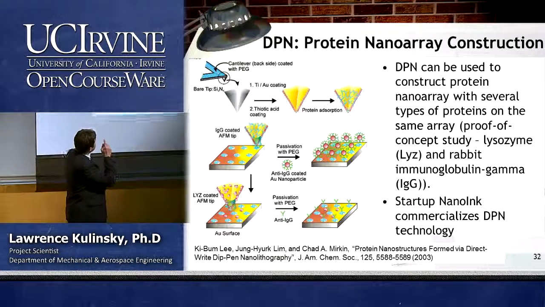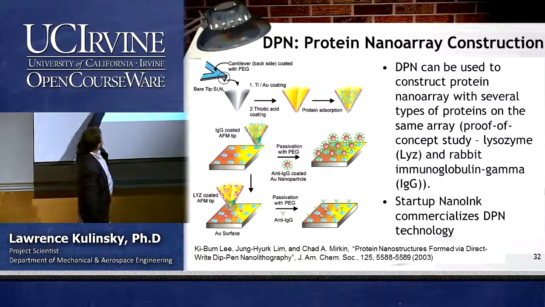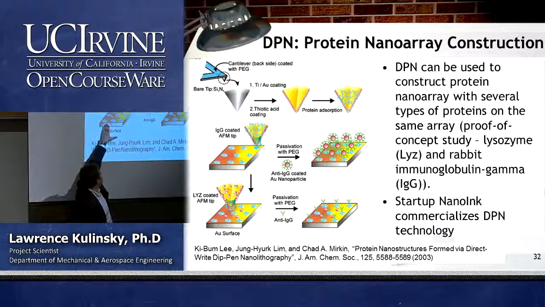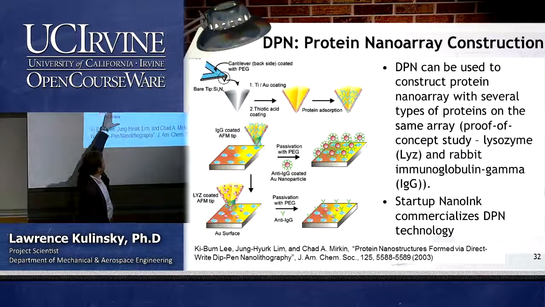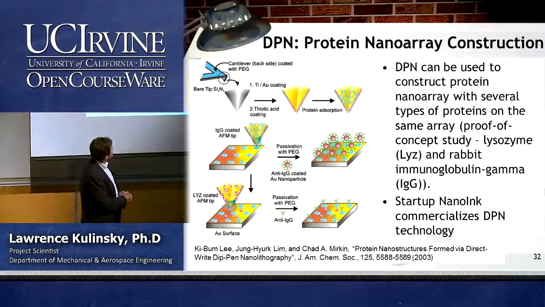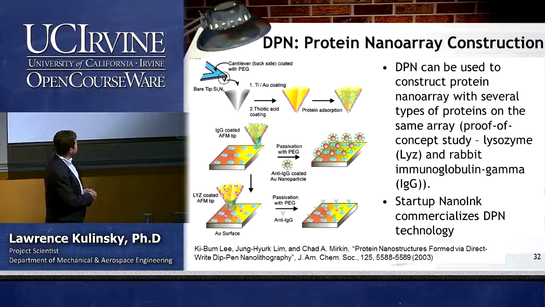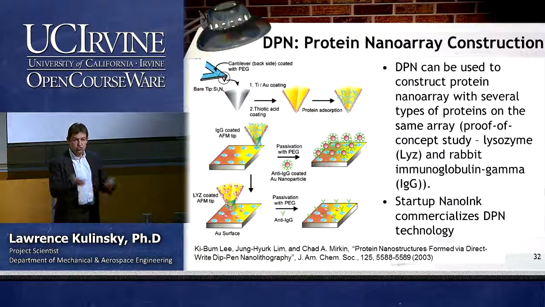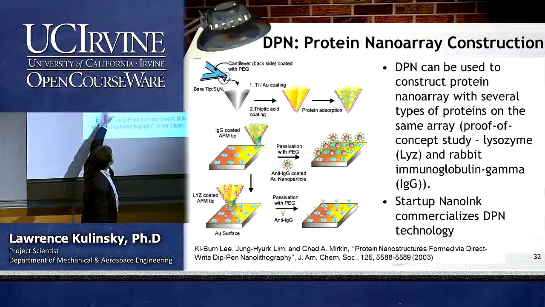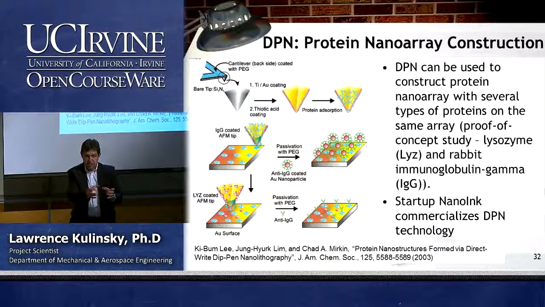So in this study, the AFM tip and dip pen lithography were used to pattern, to create microarrays of two different types of antibodies, so two different types of proteins. It was lysozyme and immunoglobulin gamma. Okay, so you can distinguish. If you have, for example, flushed your antigen, which part of the microarray it will attach to.